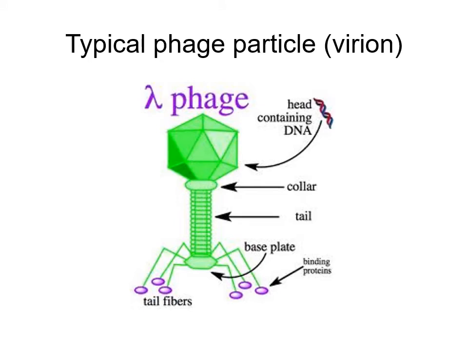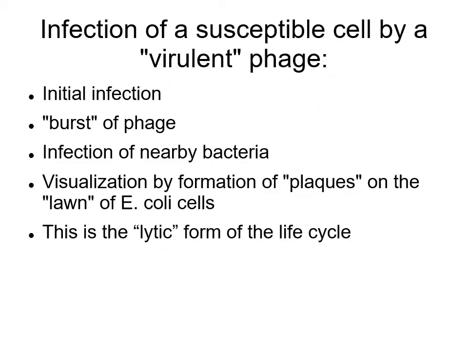Okay, here's our picture we saw last time. This is a lambda phage, but it's a member of a class of phages which have very similar morphologies, including a head, collar, tail, and these base plate and tail fibers, which allow this phage to recognize a sensitive cell and inject the DNA, which is inside it, into the cell in order to produce more phage, usually killing the new host cell.